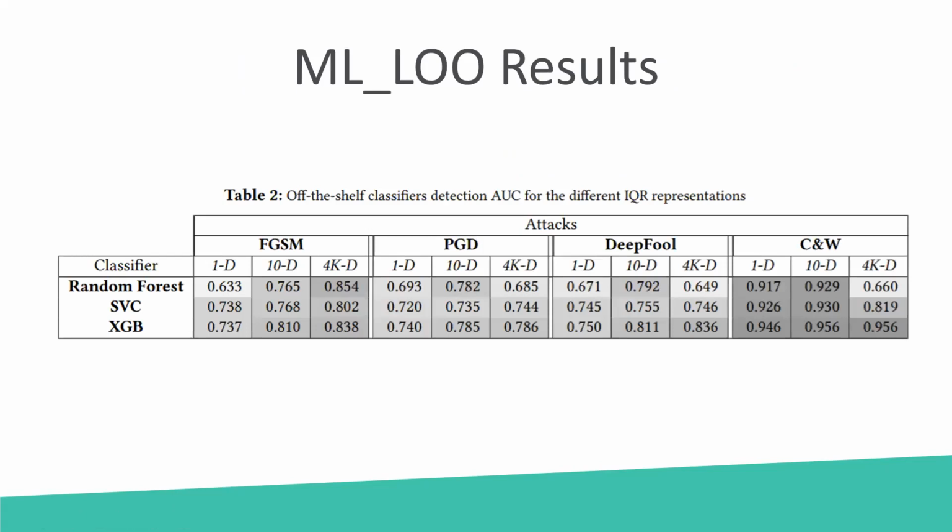Okay, now that we have trained multiple classifiers to detect adversarial images, let's take a look at their accuracies. It seems for us the CMW attack is the easiest to detect, as we have accuracies above 91% with all classifiers using the 1D and the 10D sub-approaches, if we're looking here.